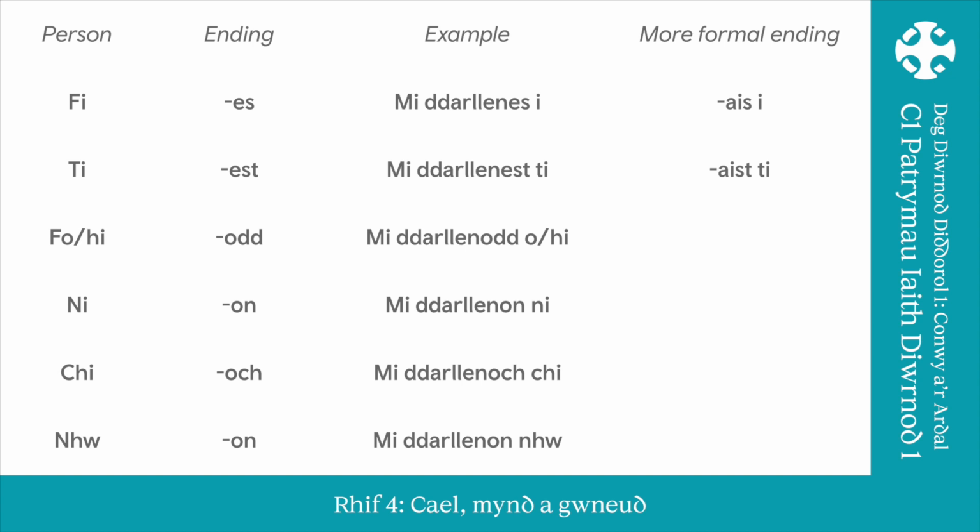The other way about talking in the past tense is using a short form ending with regular verbs. Fi, es. Mi ddarllenes i. Ti, est. Mi ddarllenes ti. Fo neu hi, oedd. Mi ddarllenodd o neu hi. Ni, on. Mi ddarllenon ni. Chi, och. Mi ddarllenoch chi. Nhw, on. Mi ddarllenon nhw.